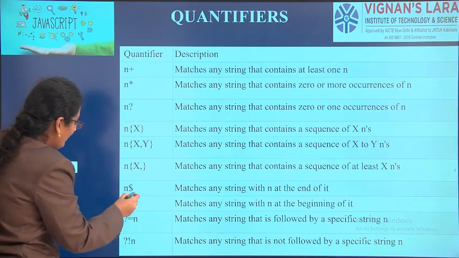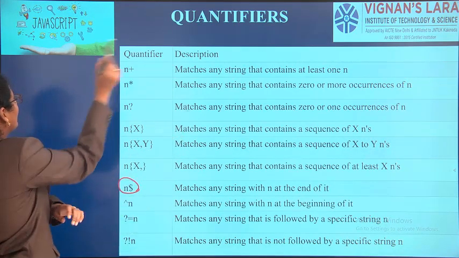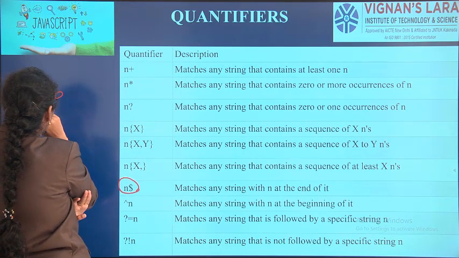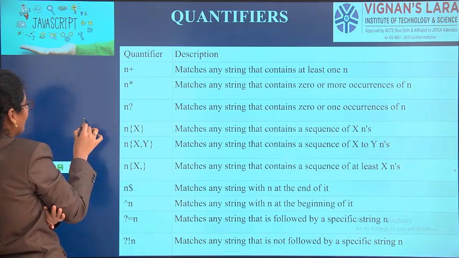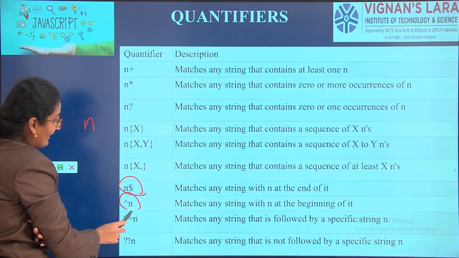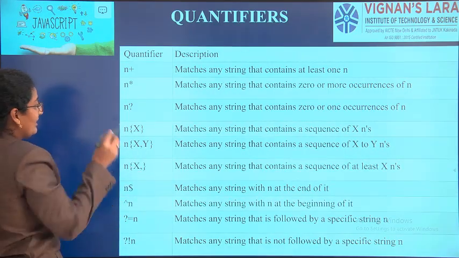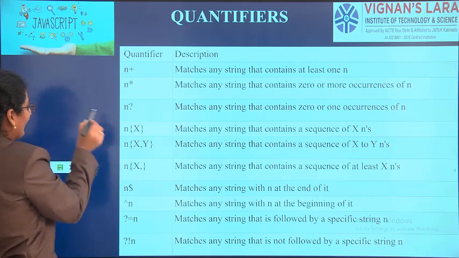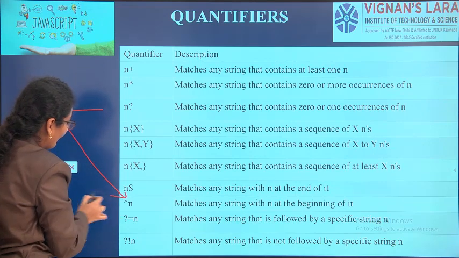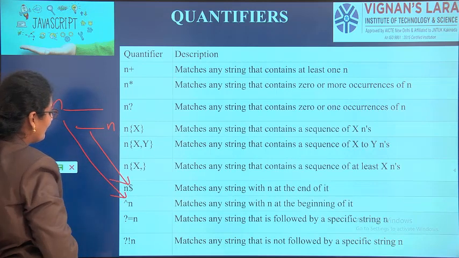So next one, n dollar matches any string with n at the end of it. So any string with the last letter n will match with n dollar. Cap n matches any string with n at the beginning. For any string, if n is at the beginning, it will match with cap n. For any string, if n is at the end, it will match with n dollar.